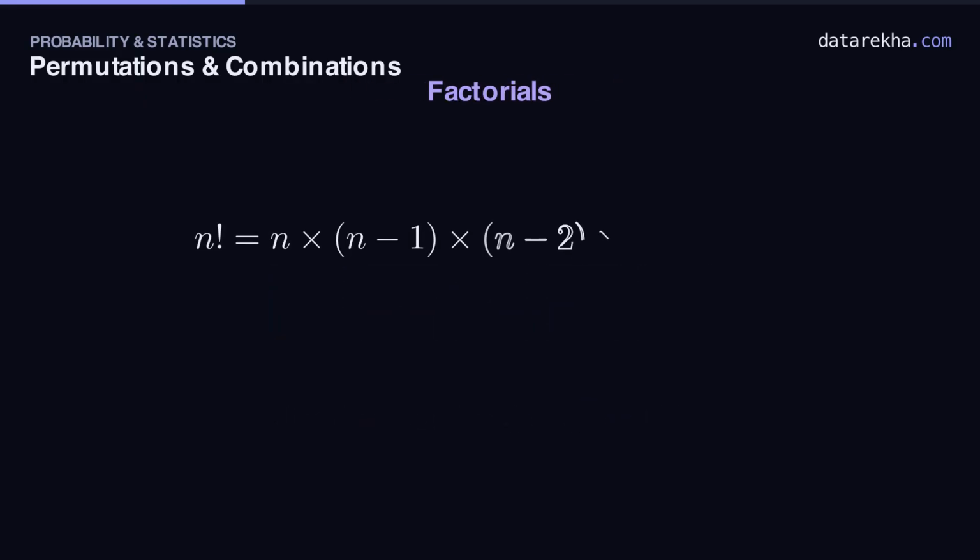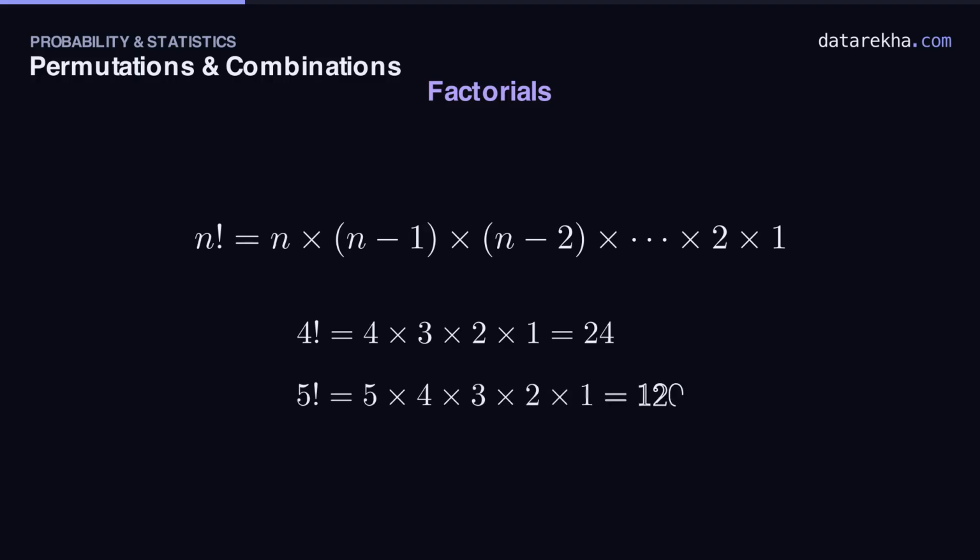Before permutations, we need one small piece of shorthand, the factorial. N factorial just means multiply every whole number from n all the way down to 1. So 4 factorial is 4 times 3 times 2 times 1, 24. And 5 factorial climbs to 120. They grow ferociously fast. One convention looks strange at first. 0 factorial is defined to be 1, not 0. There is exactly one way to arrange nothing, do nothing, and as you'll see, that one keeps every later formula honest.